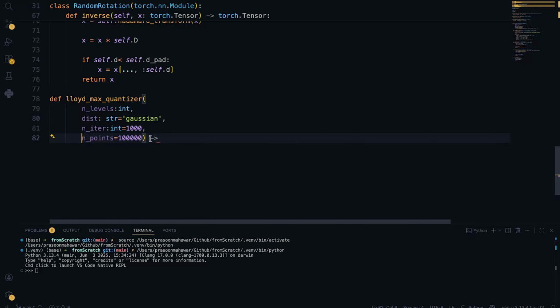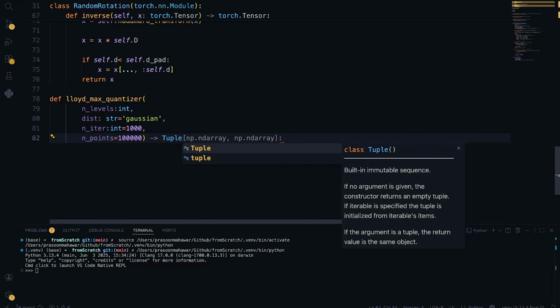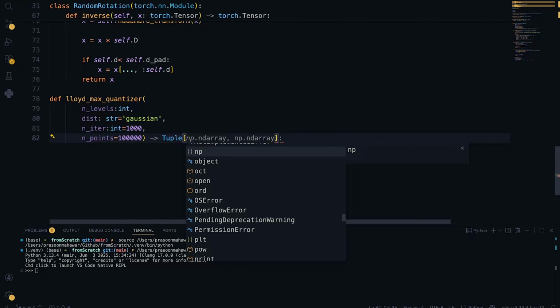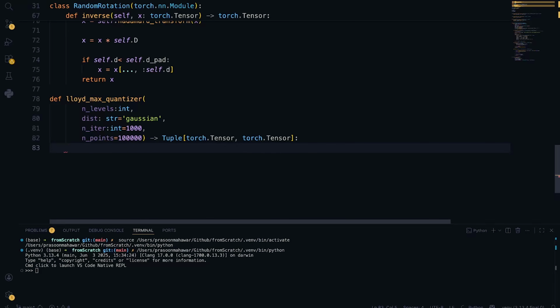Okay, and this will, my bad. Yeah, this will return a tuple with the torch tensor and torch tensor values. Okay, now let's write it.